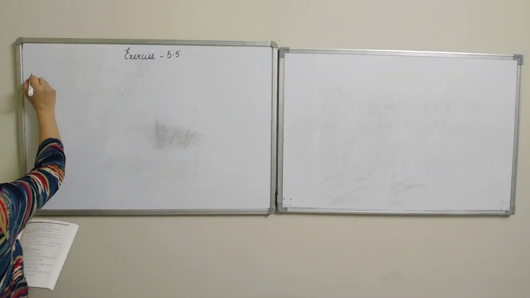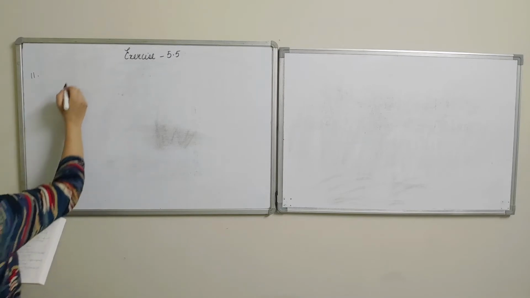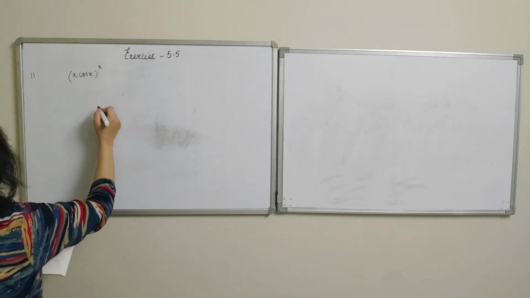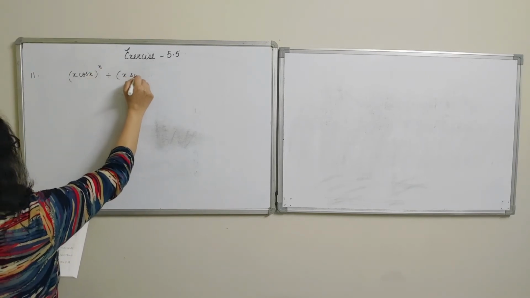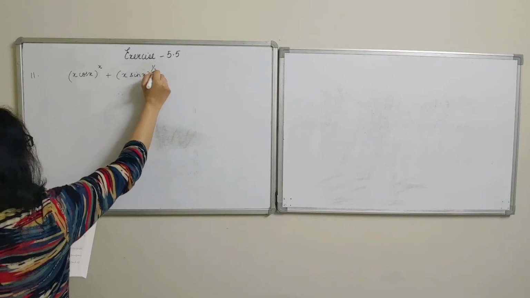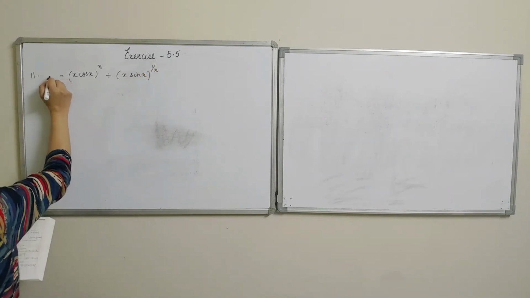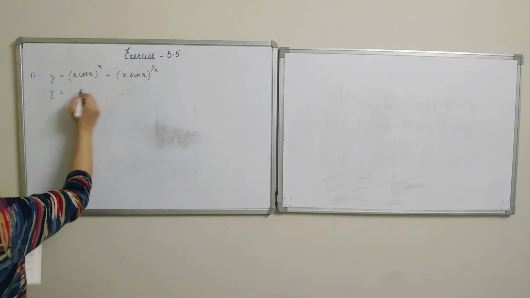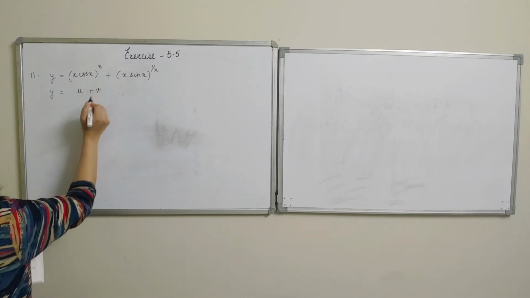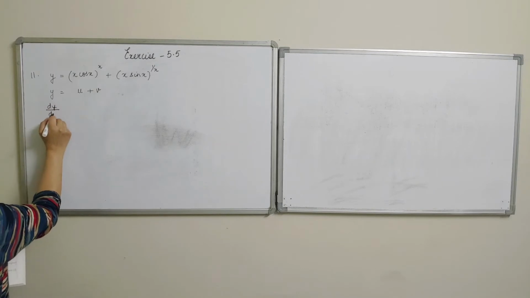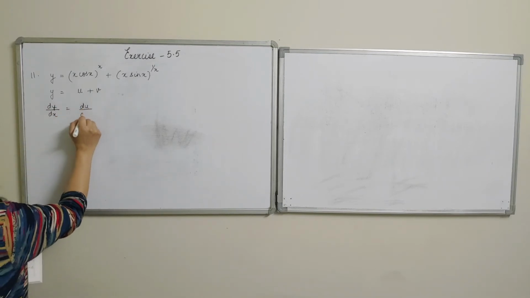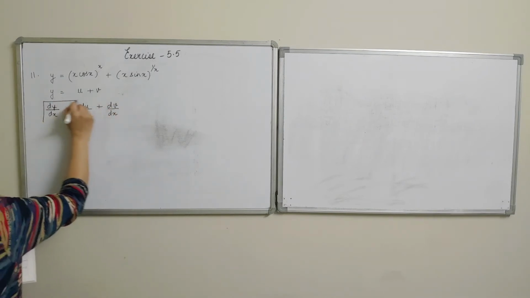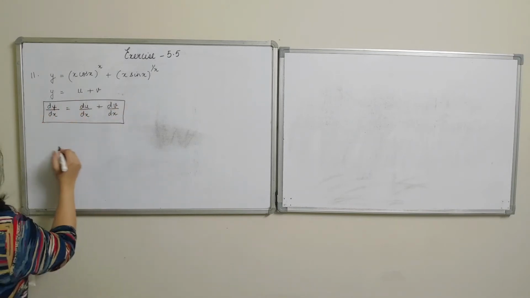So next we'll try question number 11. It is x cos x power x plus x sin x power 1 by x, and this is equal to y. So there are two special functions, so u plus v, and dy by dx will be du by dx plus dv by dx. So let's start with u.